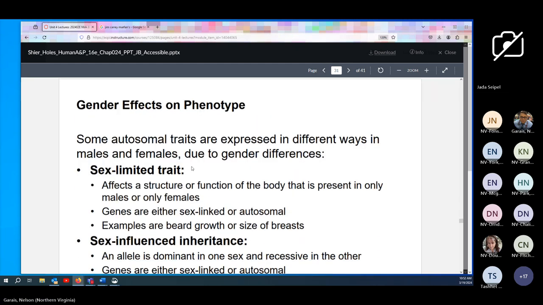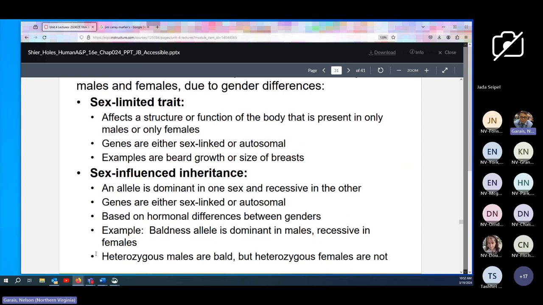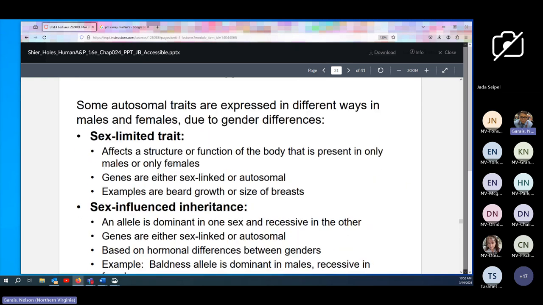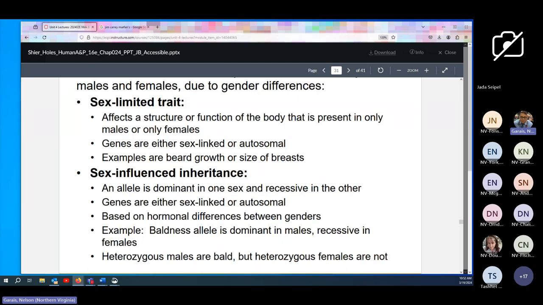The other stuff: sex linked versus sex influenced. If it's sex limited, that means it's specific for either male or female. But if it's sex influenced, that means it is due to some hormonal cause. And the classic example for sex influence is baldness, because baldness is directly related to testosterone levels. The more testosterone you have, the more likely you'll have baldness or alopecia.